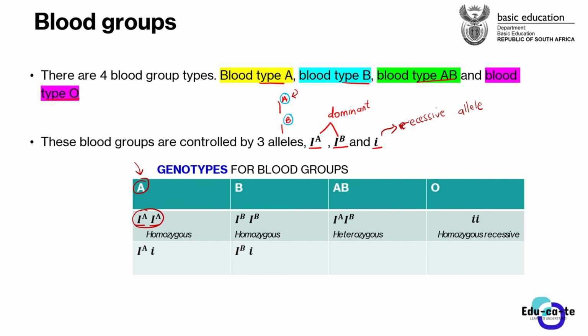Remember that when you say the condition is homozygous, it just means that we've got the same type of allele. In this case, we have got two dominant alleles, I to the power of A and I to the power of A. Both of them are dominant alleles. Or we can still get blood type A in the heterozygous condition, whereby we have got I to the power of A and small letter i. Remember, we've said that small letter i is a recessive allele, so it is masked, it is not shown in the physical characteristic. In this case, both these genotypes indicate blood group A.